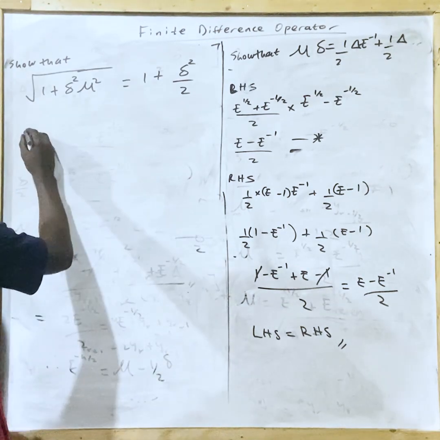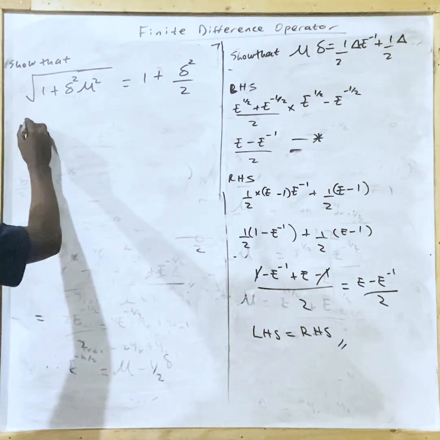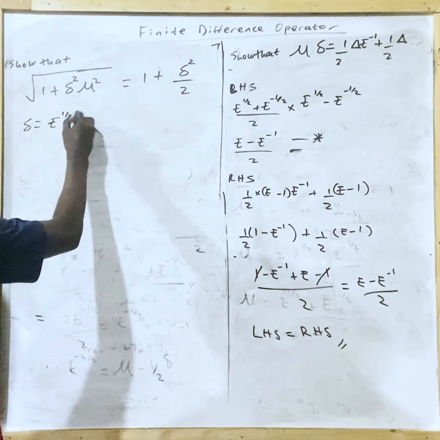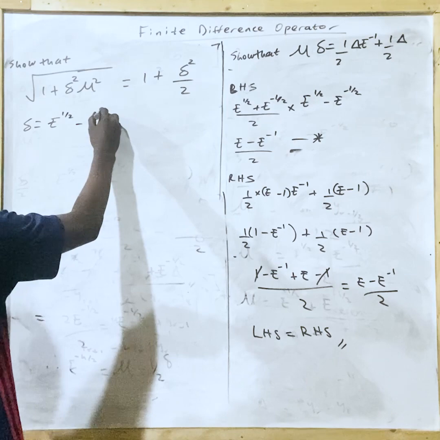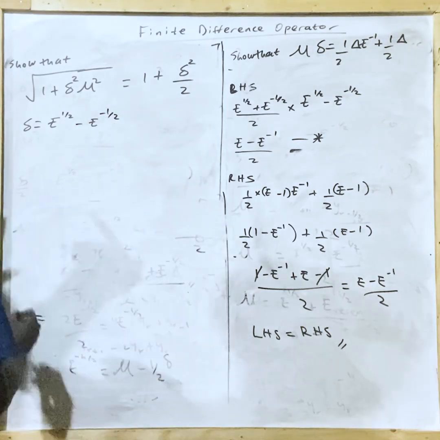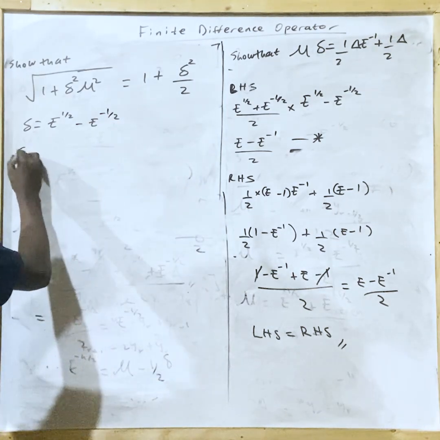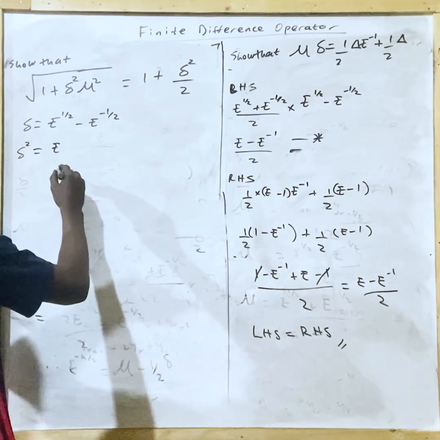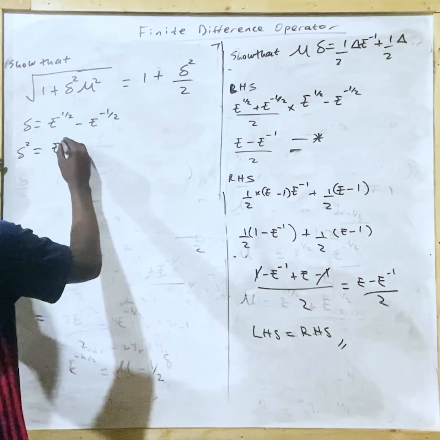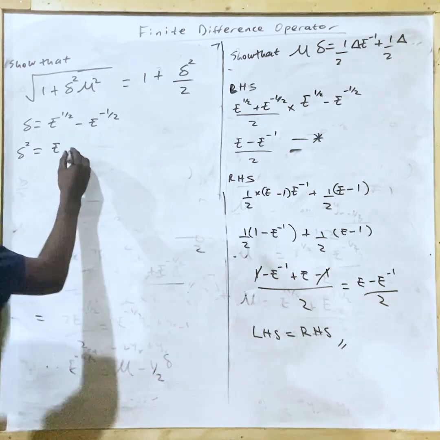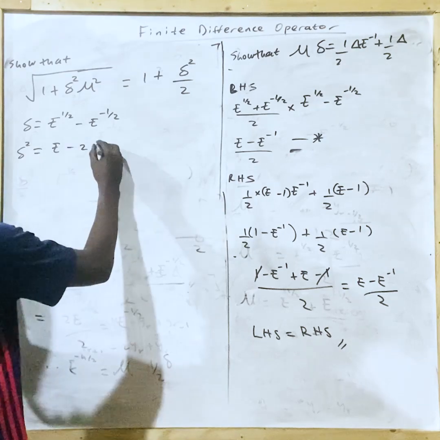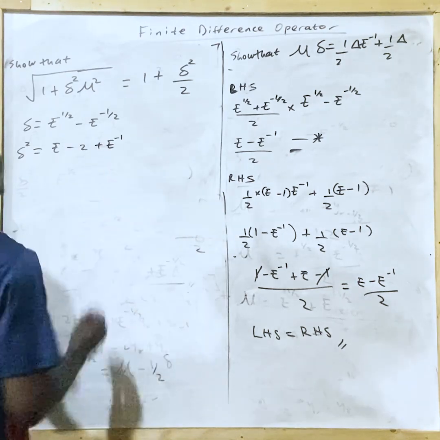Since you know that your central difference is e raised to power half minus e raised to power minus half, this implies that if you square both sides, you'll be having e raised to power 1 minus 2 plus e raised to power minus 1.